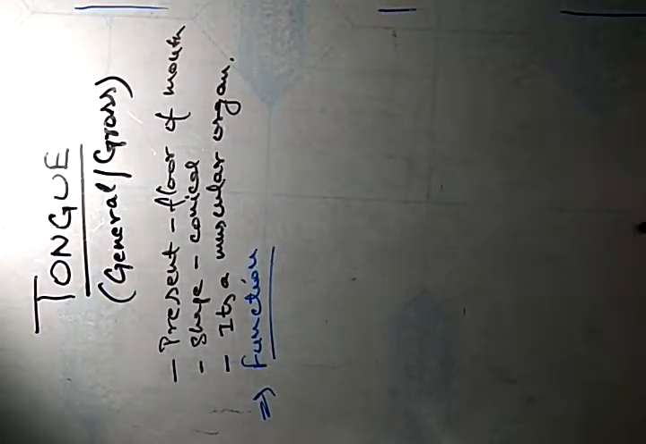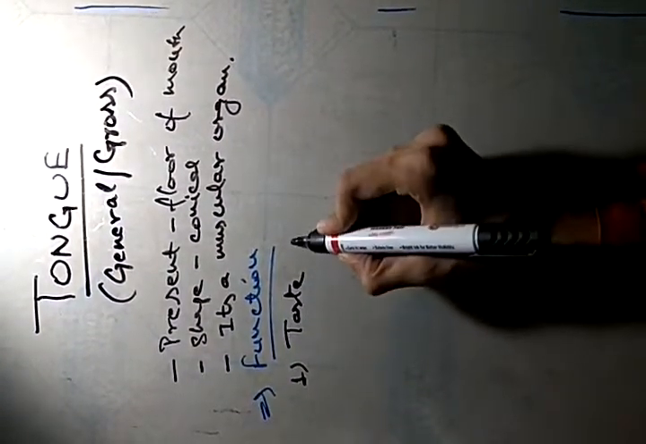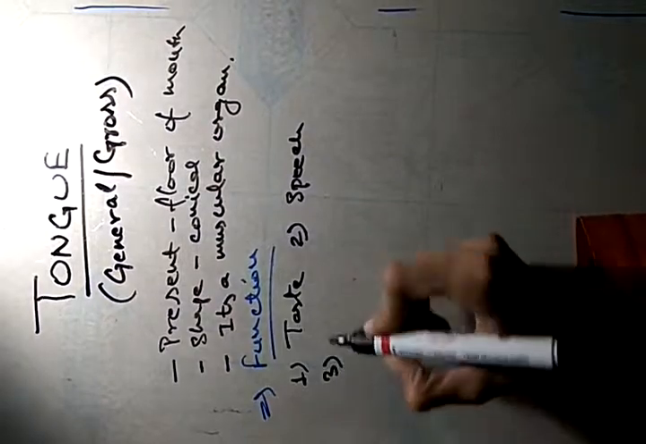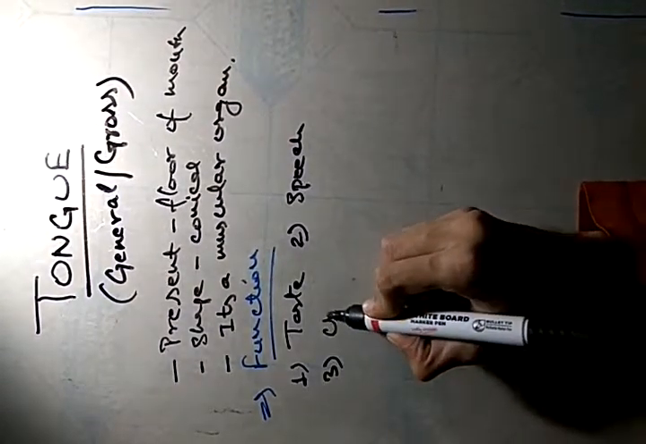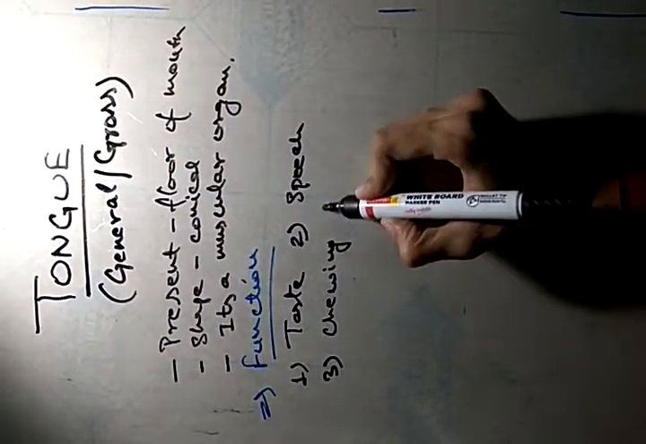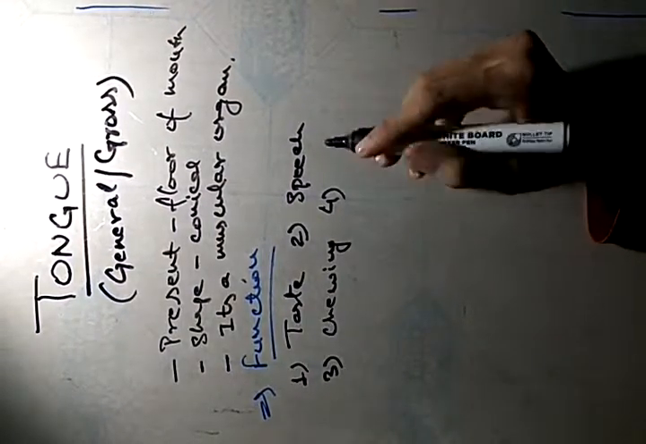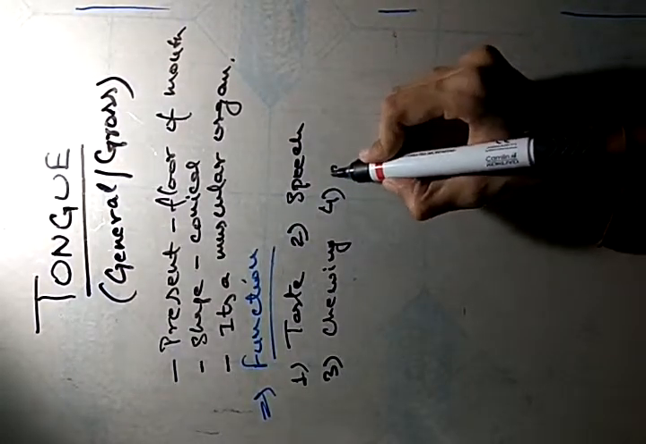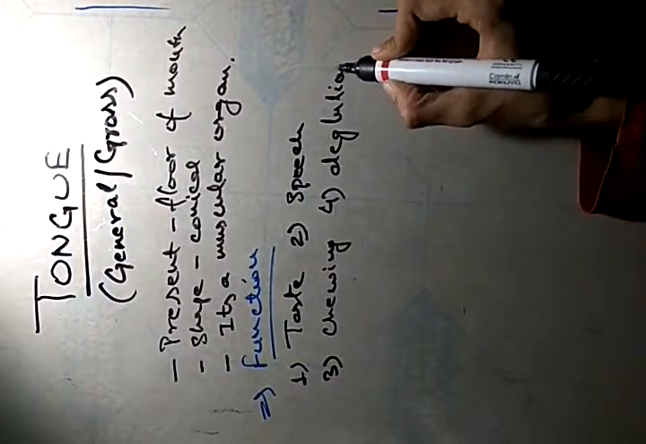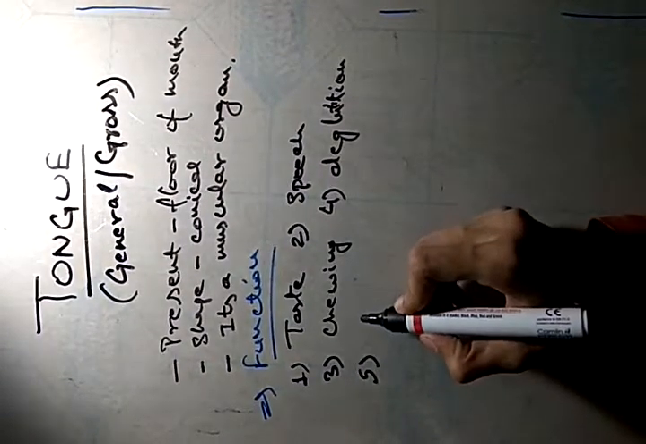It has 4 to 5 main functions. The first one being taste, second is speech, third is helping in chewing, so we'll write only chewing. Fourth, deglutition, which is very much an important topic in physiology, so we'll discuss that too. Fifth one, cleansing of mouth.